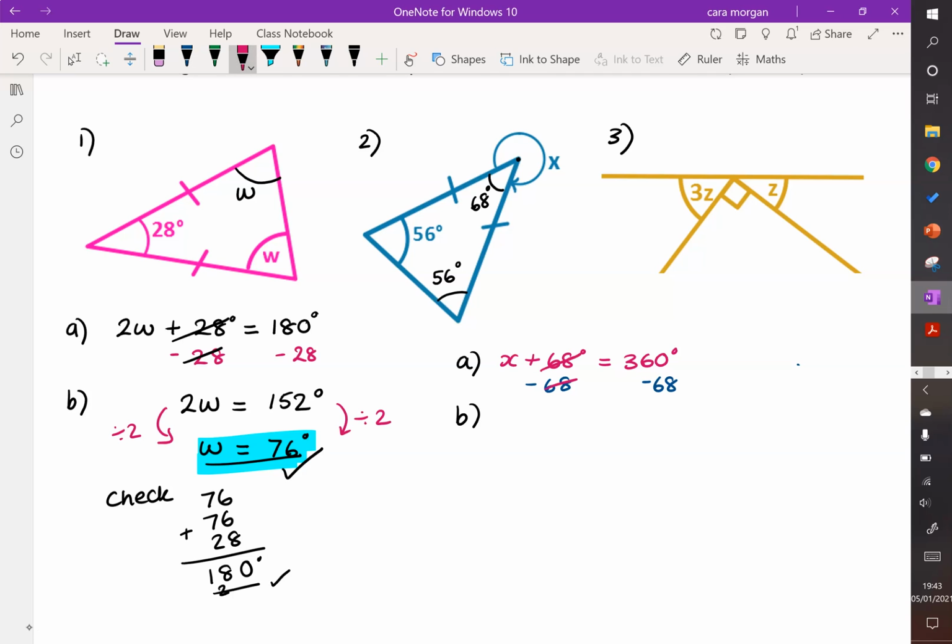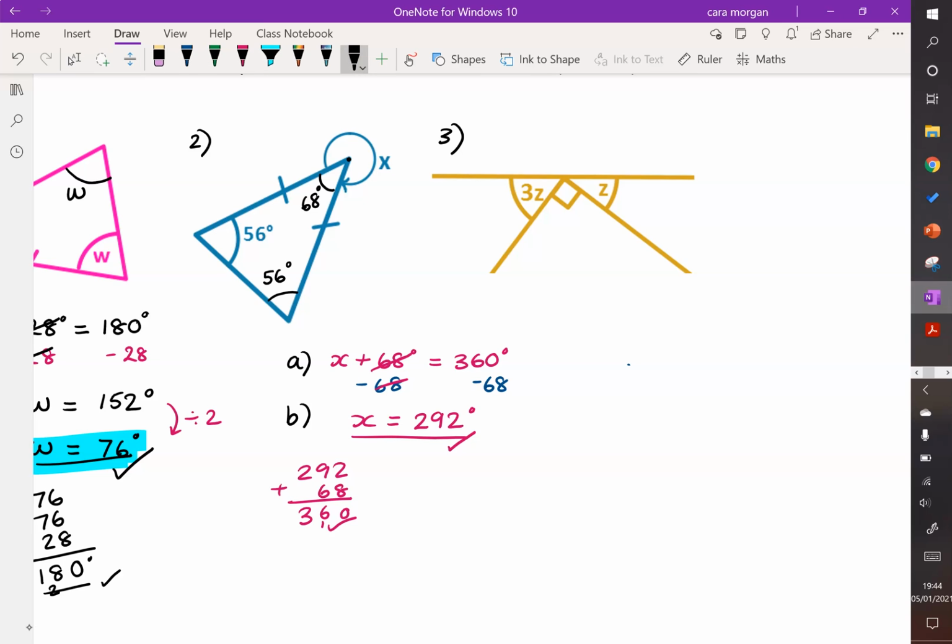And if I do that, I've got x is equal to, so it takes me down to 300, take away 8, which is 292 degrees. I could check 292 add 68. Yes, is going to take me to 360. So I have done it right. Number 3.